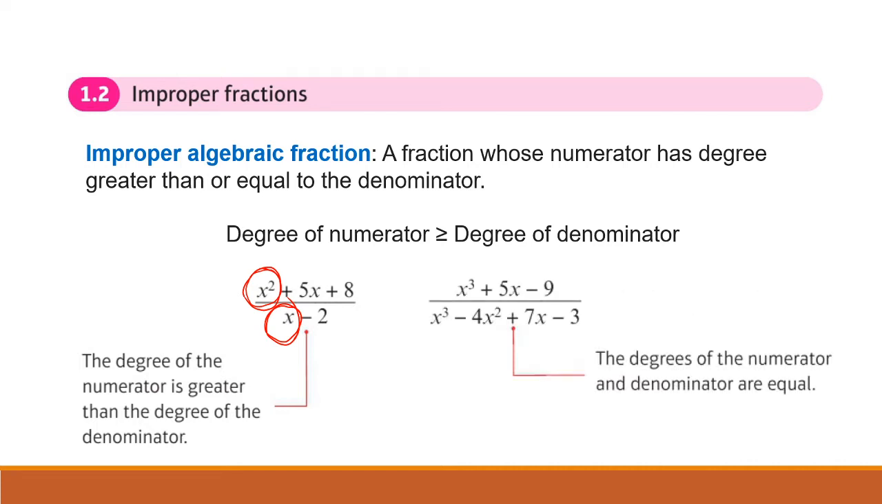Okay. Now, look at this example. X cube plus 5x minus 9 divided by x cube minus 4x squared plus 7x minus 3. Now, if you look at the highest power of x in the numerator, that's 3, and the highest power in the denominator is also 3. So, since they are equal, this is also an improper fraction. Alright. So, the rule here is if the numerator has a highest power of the unknown which is greater than or equal to the highest power of the unknown in the denominator, then we can say that the algebraic fraction is improper.